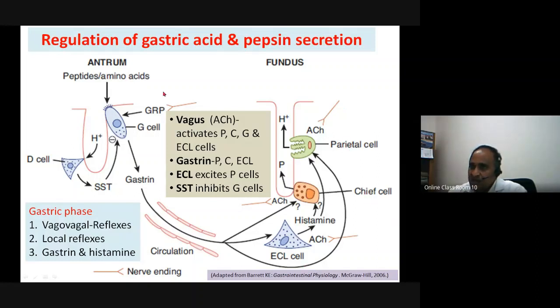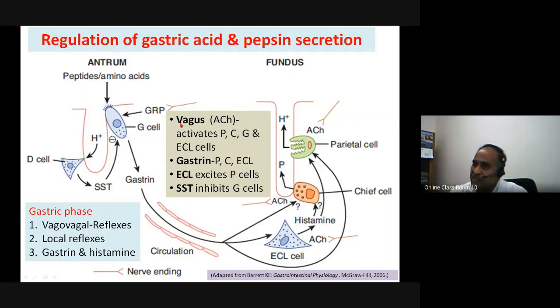Now this also activates the gastrin secreting cells. These gastrin secreting cells in turn release gastrin. Gastrin activates both the P cell and the chief cell, that is the peptic secreting cell, and the ECL cell. And then we have the D cell, and somatostatin inhibits it.